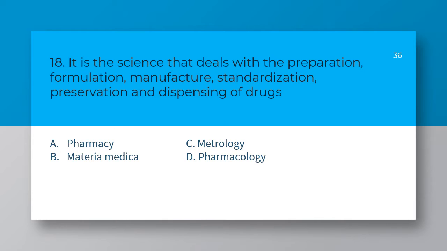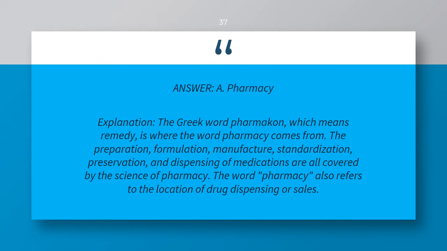Number 18. It is a science that deals with the preparation, formulation, manufacture, standardization, preservation, and dispensing of drugs. Answer is A. Pharmacy. The Greek word pharmakon, which means remedy, is where the word pharmacy comes from. The preparation, formulation, manufacture, standardization, preservation, and dispensing of medications are all covered by the science of pharmacy. The word pharmacy also refers to the location of drug dispensing or sales.